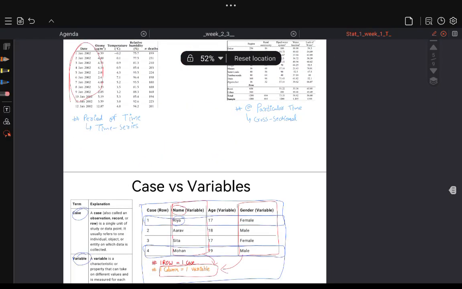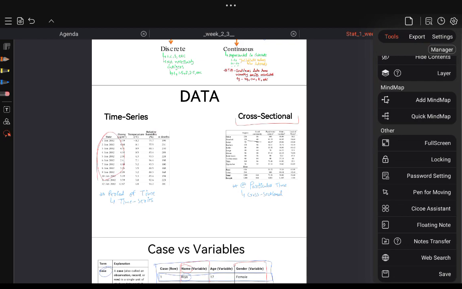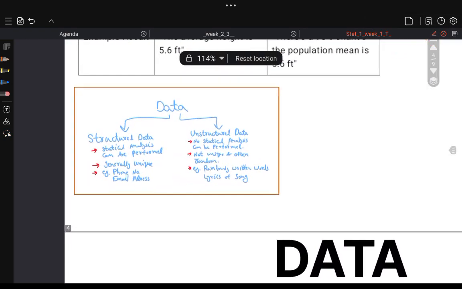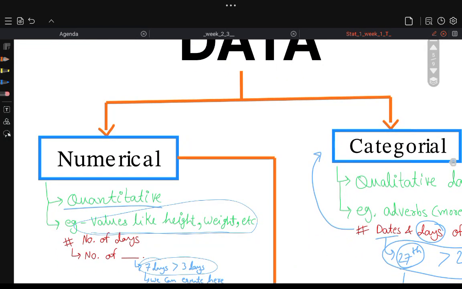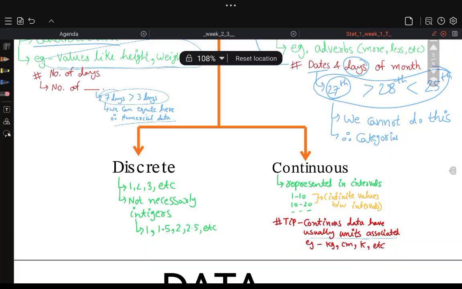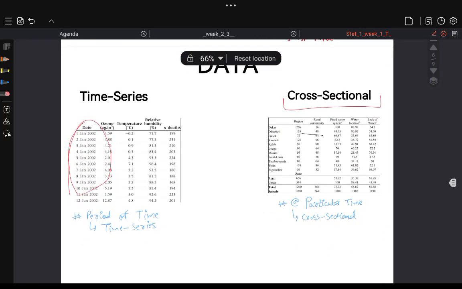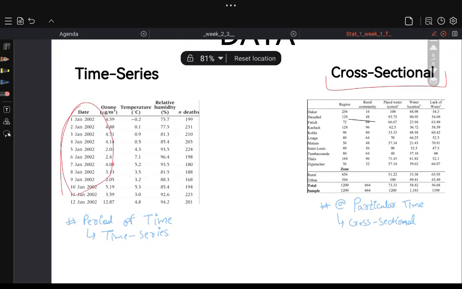Now the data, we first divided the data into unstructured and structured data, then we further divide into numerical and categorical, then numerical one we further divide into discrete and continuous. At last we are dividing the data into two parts. First one is time series and second one is cross sectional data.